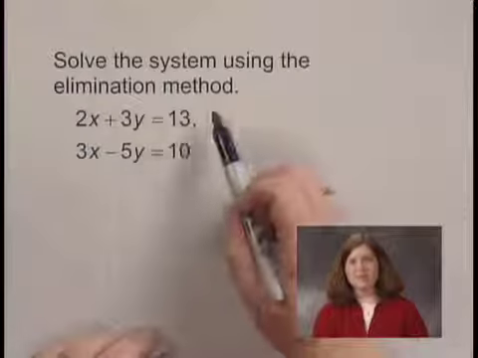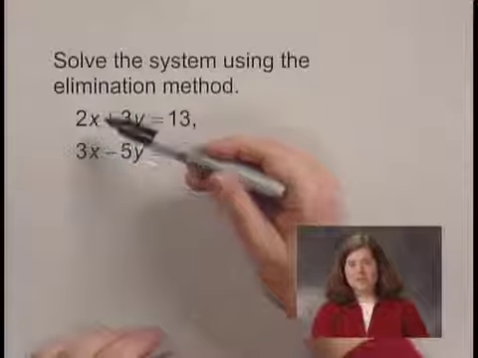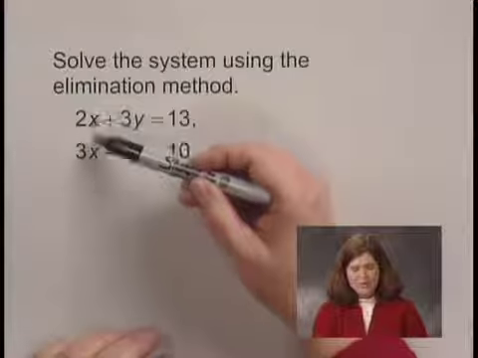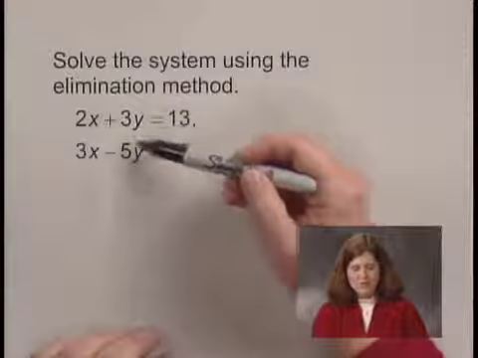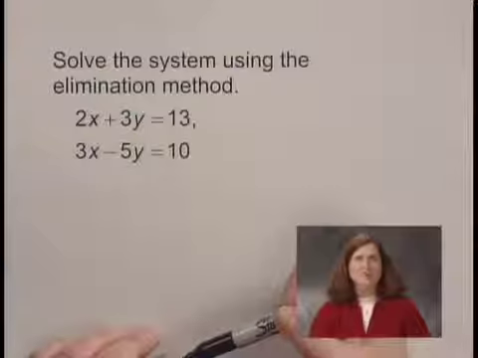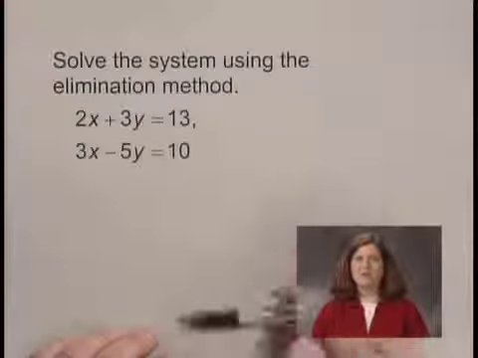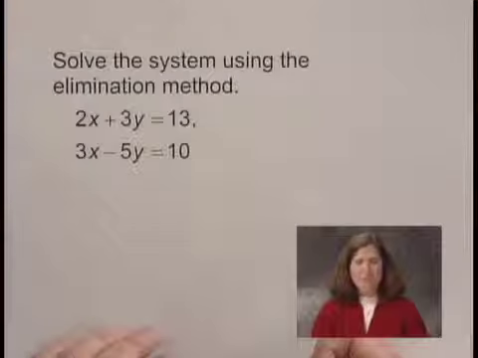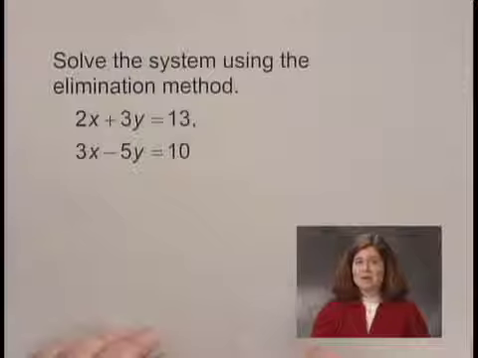To use the elimination method, we look for coefficients that are opposites. We look at the coefficients of x, 2 and 3, those aren't opposites. The coefficients of y are 3 and negative 5, those aren't opposites. So I'm going to need to multiply the equations in some way in order to make one pair of those coefficients opposites, so that when I add the equations together, they are eliminated.